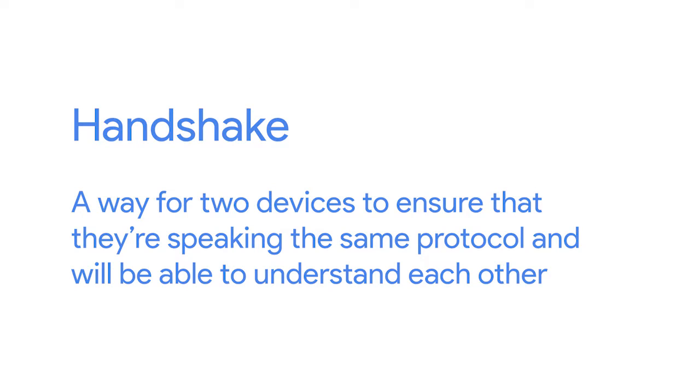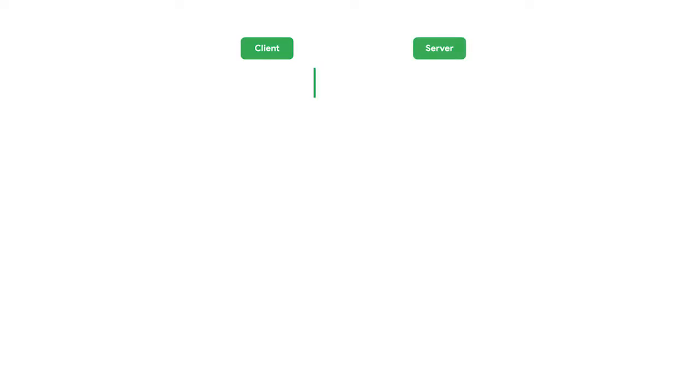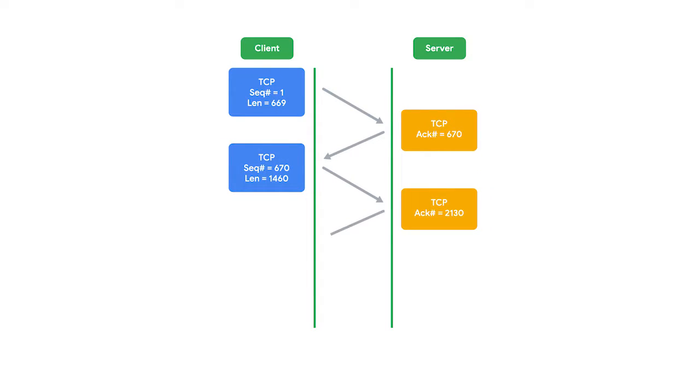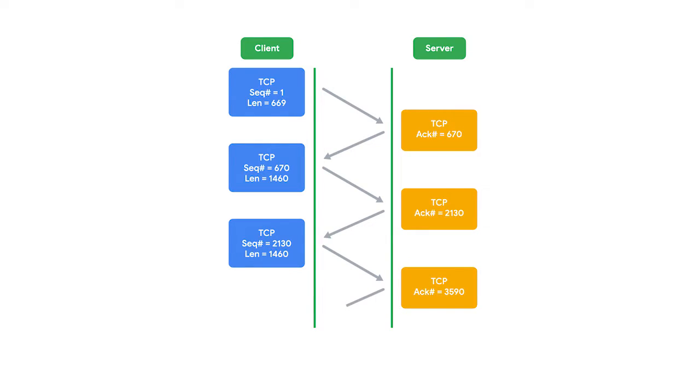A handshake is a way for two devices to ensure that they're speaking the same protocol and will be able to understand each other. Once the three-way handshake is complete, the TCP connection is established. Now, computer A is free to send whatever data it wants to computer B, and vice versa. Since both sides have now sent SYN-ACK pairs to each other, a TCP connection in this state is operating in full duplex. Each segment sent in either direction should be responded to by a TCP segment with the ACK field set. This way, the other side always knows what has been received.